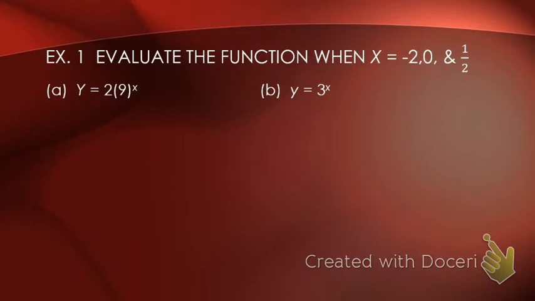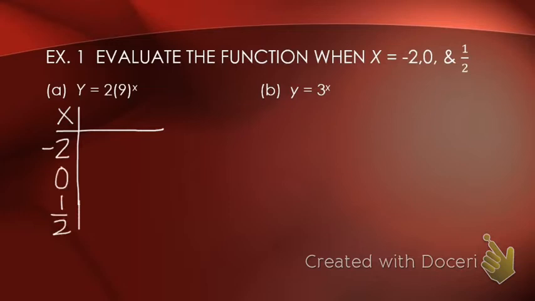And what are the x values that they want us to use? -2, 0, and 1/2. Next column is where we will type our function. So y equals 2 times 9 raised to the power of x. And of course, what will be our last column? Our y column. Whatever comes out will go in our y column.